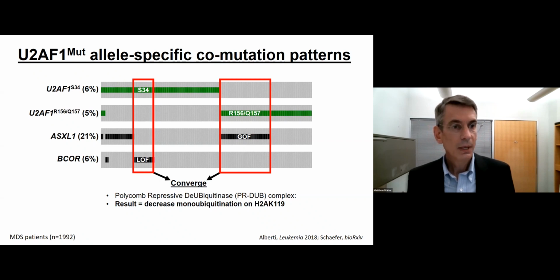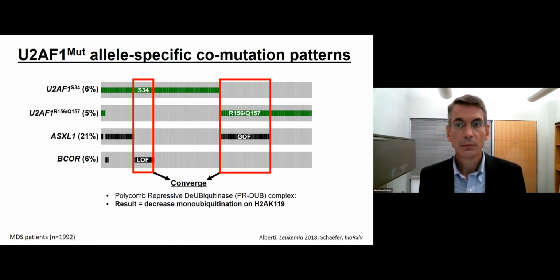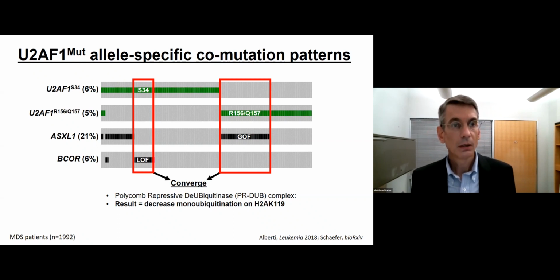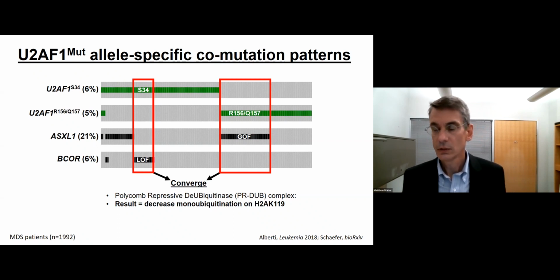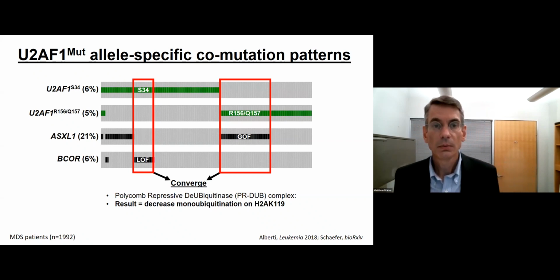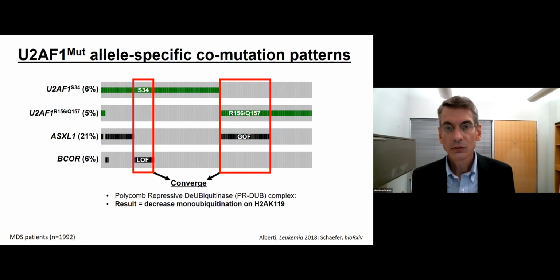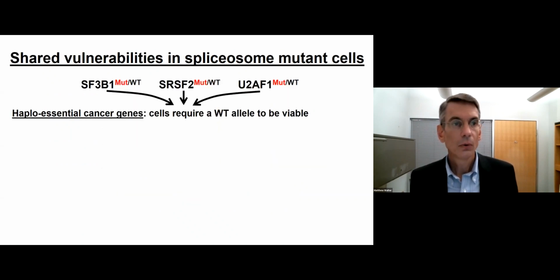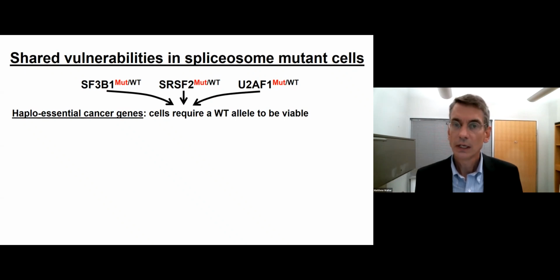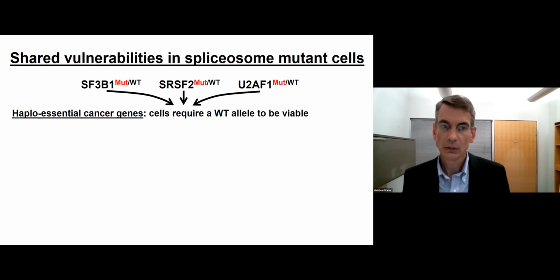So this may make it difficult to develop specific tailored treatments, but it turns out that there are as many differences there as there are also some shared properties between these splicing factor mutant cells that actually create vulnerabilities that we could capitalize on. And so these shared vulnerabilities in spliceosome mutant cells, there's two that I'd like to highlight. So one is here, haploessential cancer genes.